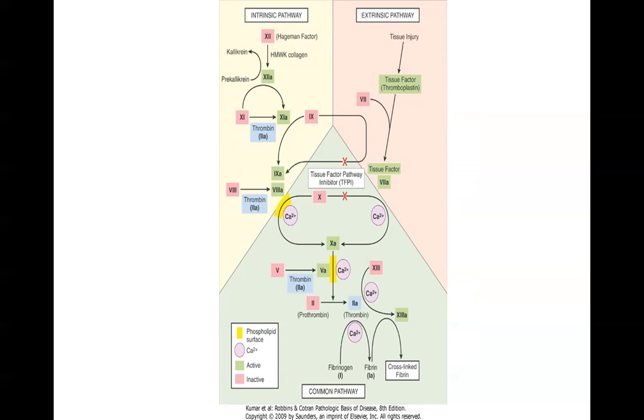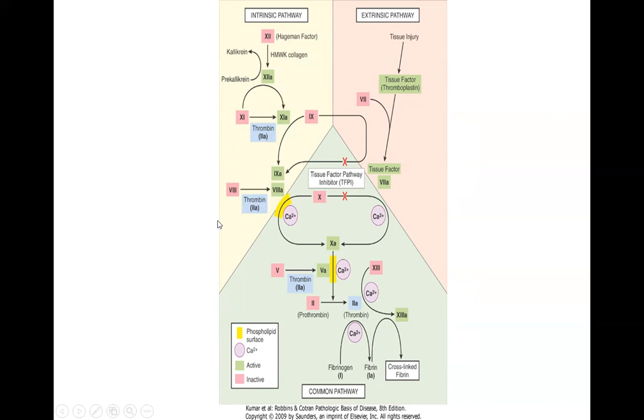The intrinsic pathway keeps on happening more or less all the time in our body, because as we are walking or doing things, there is minor trauma happening. It starts with factor 12, which is the Hageman factor. Once that gets activated, it is going to convert factor 11 to 11A, 9 to 9A, and 8 to 8A. Factor 8A is carried by which factor? Von Willebrand factor. If the von Willebrand factor is not there, factor 8 will be destroyed very quickly, so it will not be there, and this intrinsic pathway will be affected.